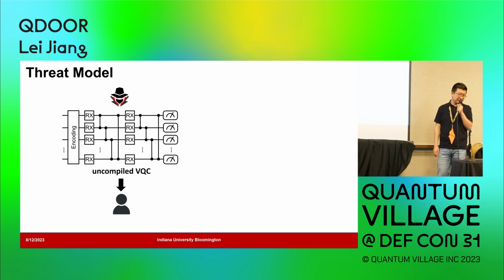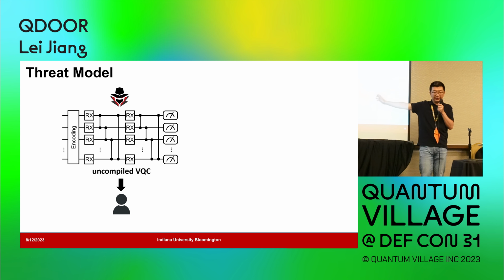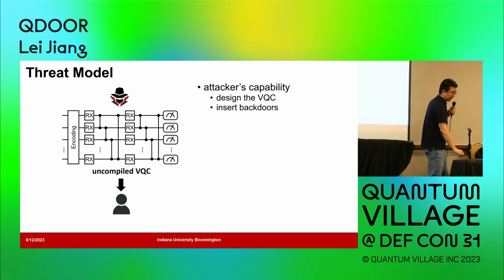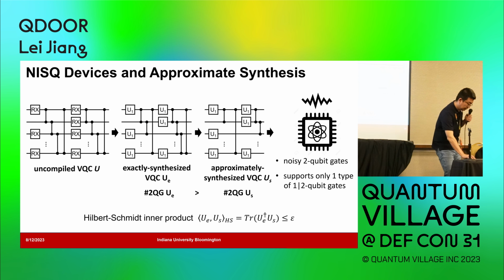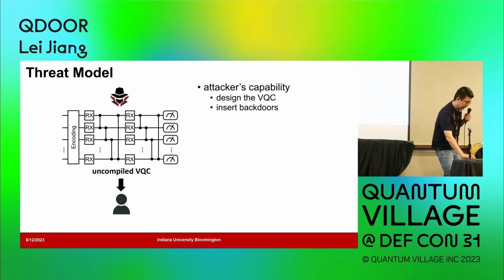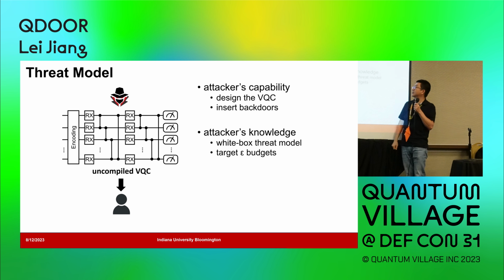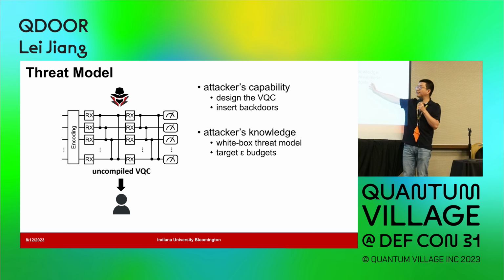The QDoor assumes a black box threat model, meaning that the attacker actually creates the circuit, trains the circuit, and knows all the details about the circuit. Due to the lack of domain expertise, this circuit may be released online and the user may directly download it and use it. So the attacker designed the circuit and inserted backdoors. And then the attacker may know the architecture of this circuit, the parameters inside this circuit, and the hyperparameters to train this circuit. Besides this, the attacker may also need to infer the epsilon, which will be used by the users.